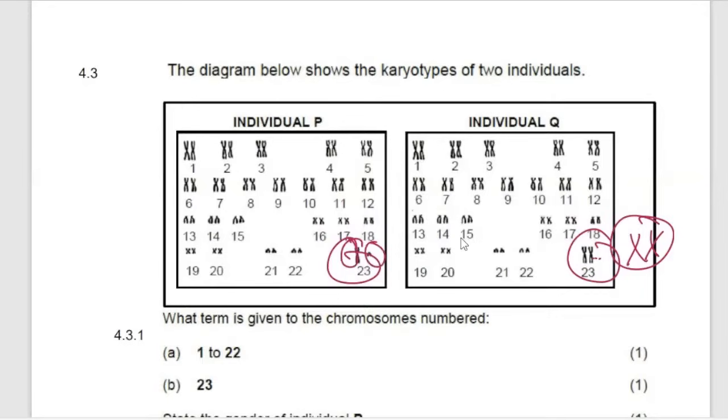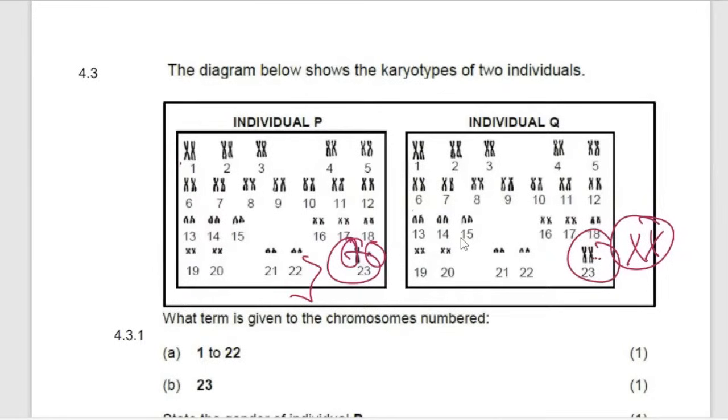But now, if they ask you to describe the karyotype, you say it's made up of 46 chromosomes, which are arranged in pairs. From pair number 1 to pair number 22, we call them autosomes. The 23rd pair is called the gonosome. The gonosome has X and Y. If it is a male, it has X and Y. If it is a female, it has X and X, and the X is longer than Y. So you describe what you see.